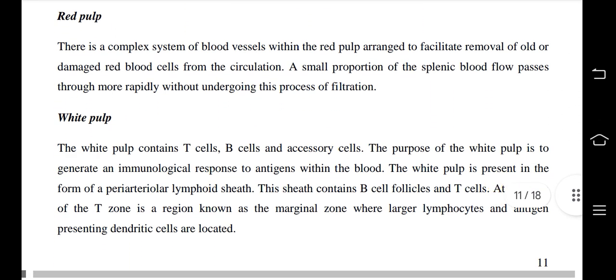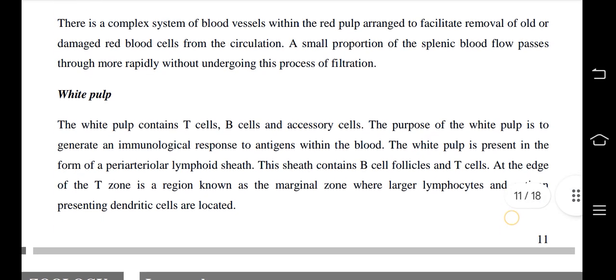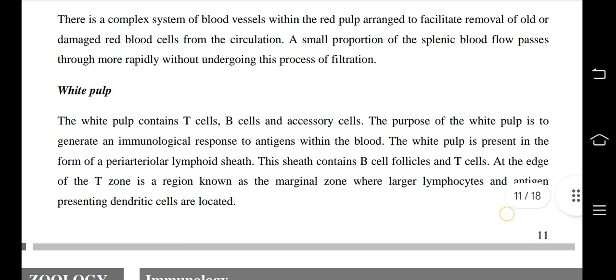Red pulp. There is a complex system of blood vessels within the red pulp arranged to facilitate removal of old or damaged red blood cells from the circulation. A small portion of the splenic blood flow passes through more rapidly without undergoing this process of filtration.